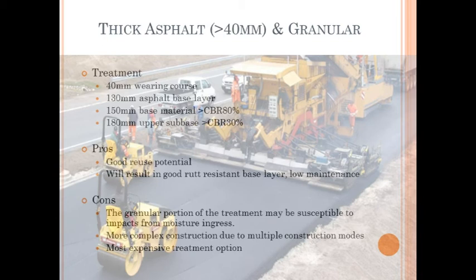And the thick asphalt would provide a good base rut resistant layer, potentially of very low maintenance. However, it comes in as the most expensive treatment option out of the four, and also requires a larger quantity of new material to be mobilised through the site, mainly due to the additional asphalt being used.